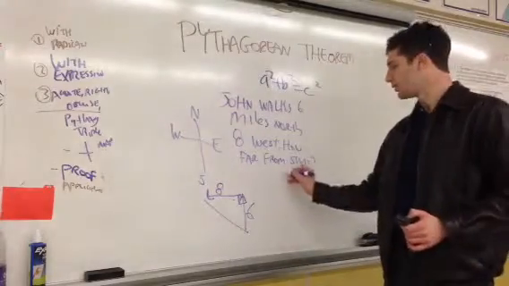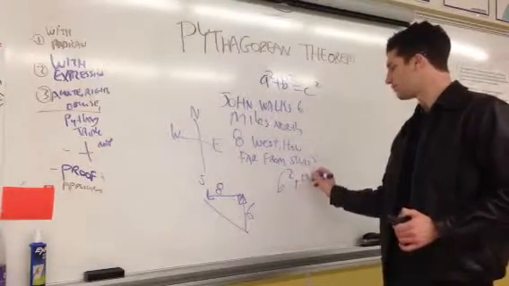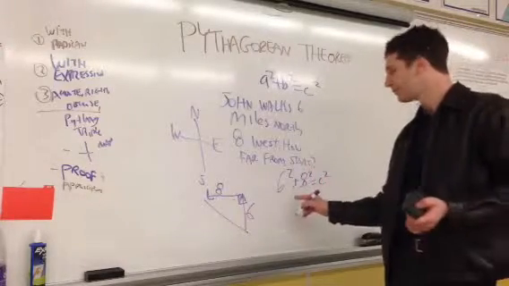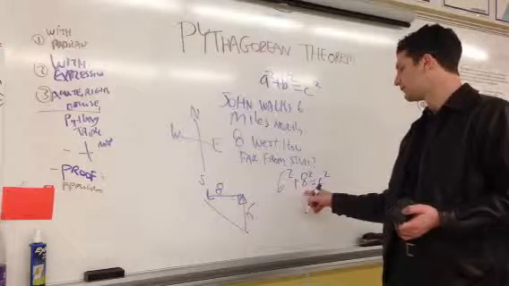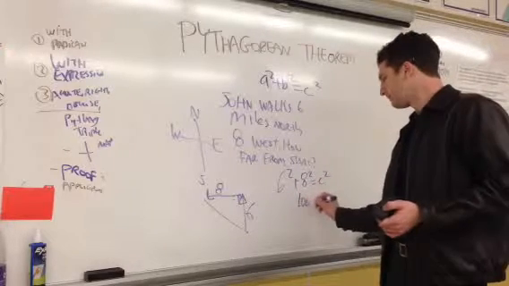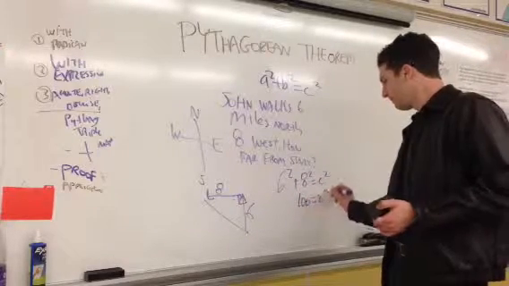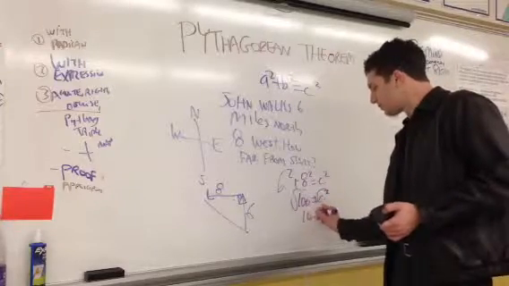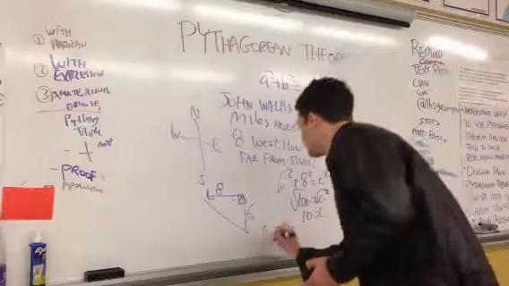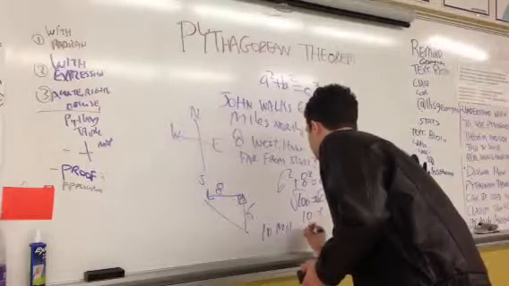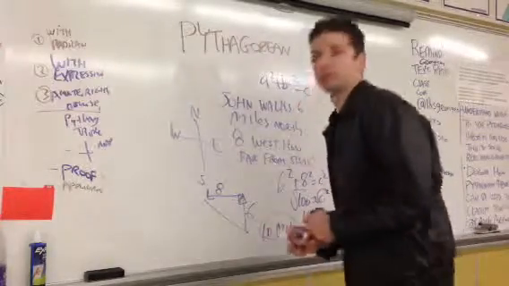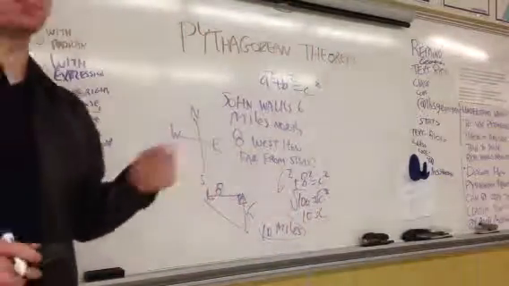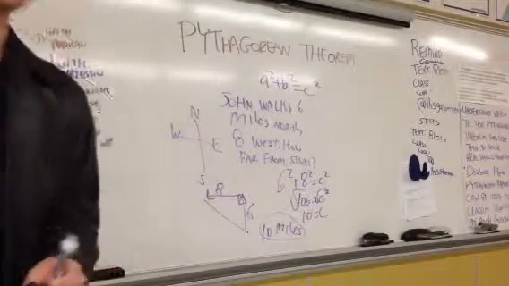So 6 squared plus 8 squared equals c squared. C is what I want to find. 36 plus 64 is 100. The square root of 100, c is equal to 10. So how far is he from the start? He is 10 miles. Okay? So we had 2 problems involving radicals and 1 problem involving distance with the Pythagorean theorem.